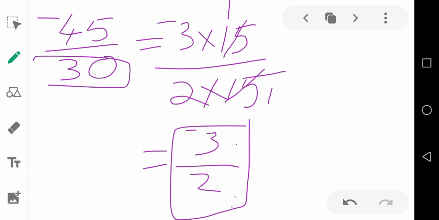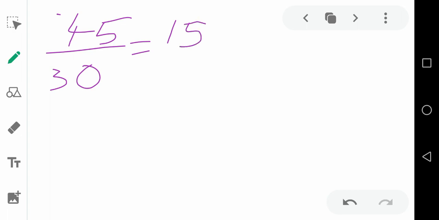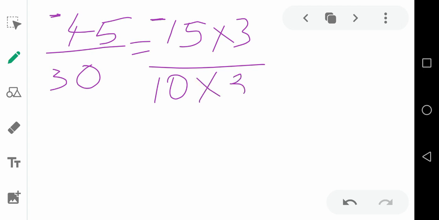Okay. Another way you can do this, that is minus 45 by 30. So first we will see in the 3 table. 3 table 45. Is it going in the 3 table? Yes. So it is 15 into 3. See, minus is there, so you can write a minus. So here the 3 table means 10 3s are 30. So you can start from the smallest number. So 3 ones are 3, 3 ones are 3, can cancel it. So the answer is minus 15 by 10.